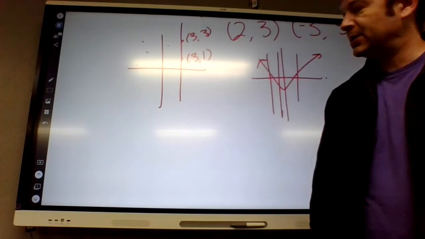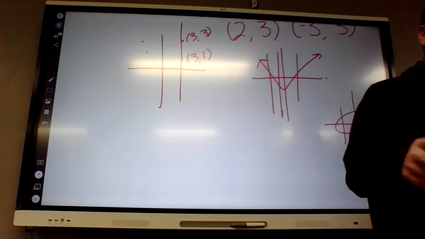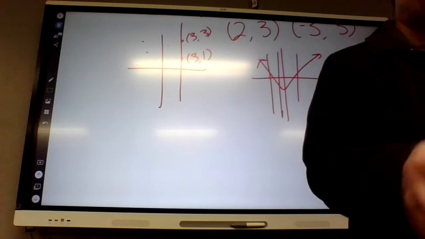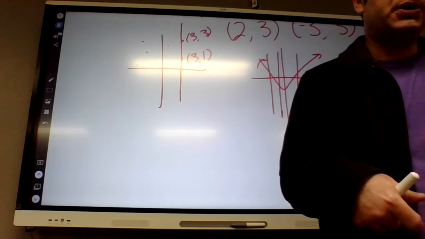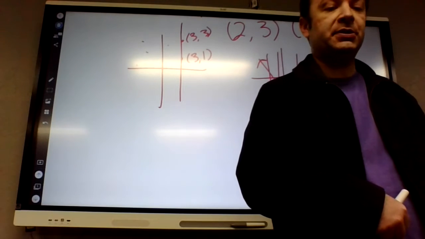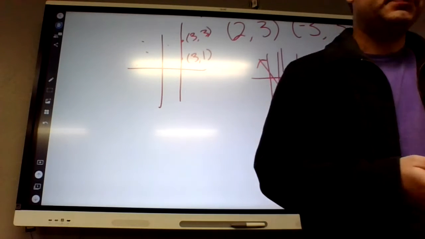Number 3, is that a function? No. At x equals -3 or x equals -1, it's going to fail the vertical line test a few times. Number 5, is that a function? Yes, it passes the vertical line test.